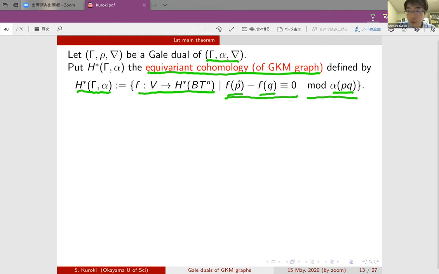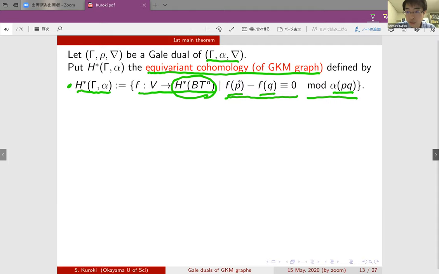I think the interesting problem in GKM theory is to determine the ring structure of H*(Γ, α). This has a ring structure induced from the polynomial ring, since it is a subring of the direct sum of the polynomial rings over the vertices. But determining the generators and relations is a highly non-trivial problem. So in GKM theory, determining such things is a very interesting problem, I think.